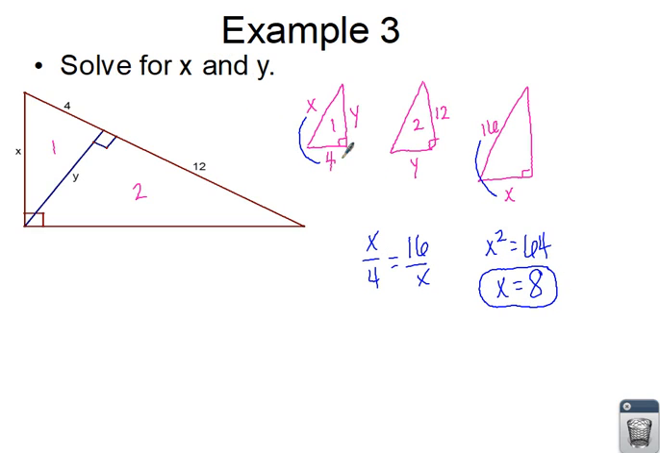Okay, let's get a different color. Then for y, I've got 4 and y and 12. So 4 over y equals y over 12. Cross multiply. And then take the square root.